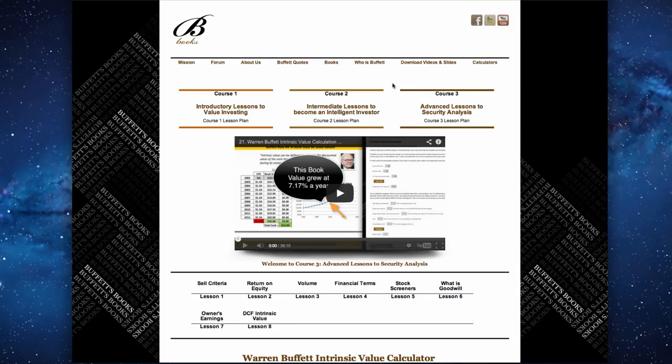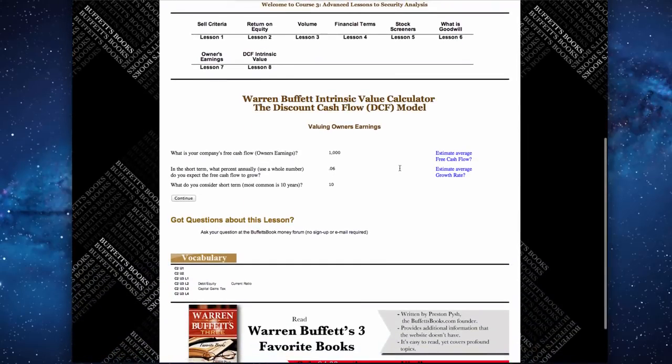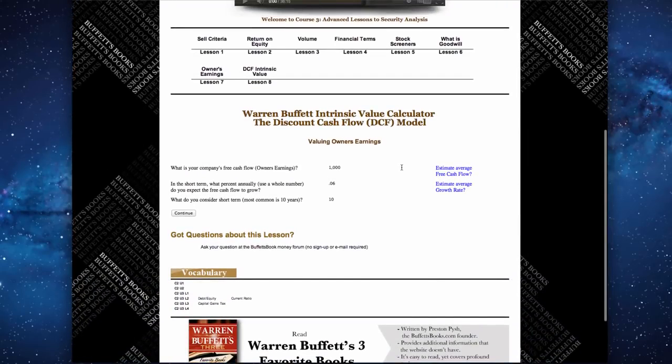To understand what owner's earnings were and how that number was actually calculated whenever you look at a cash flow statement. And so what we're going to be doing now is we're going to learn how to discount those cash flows over the life cycle of the actual stock that you're interested in potentially buying. So as we scroll down, you can see that we have another intrinsic value calculator here.